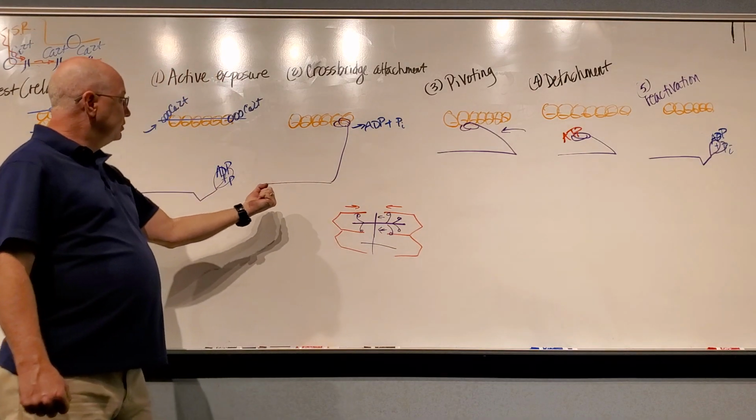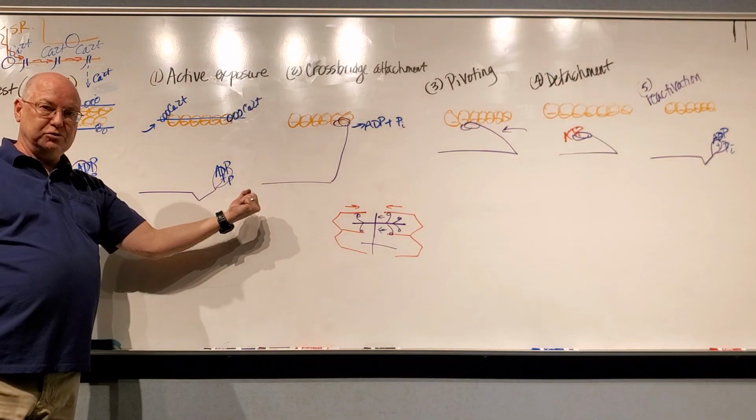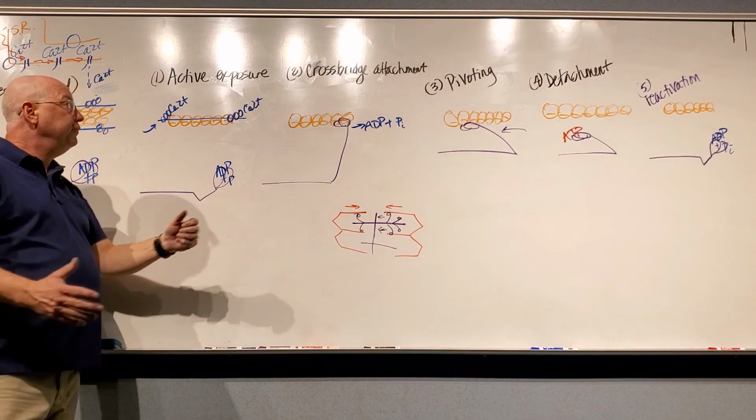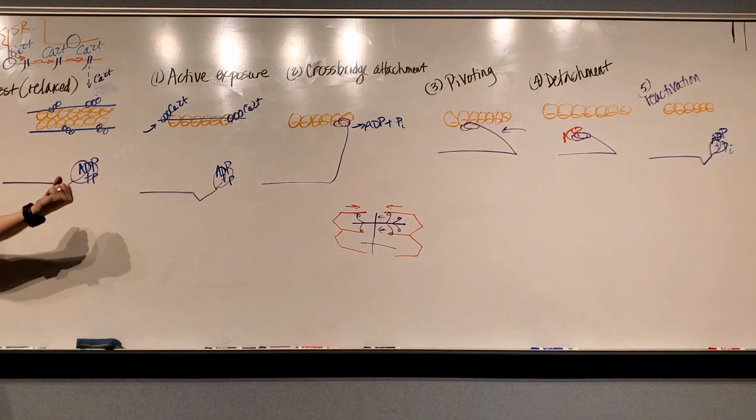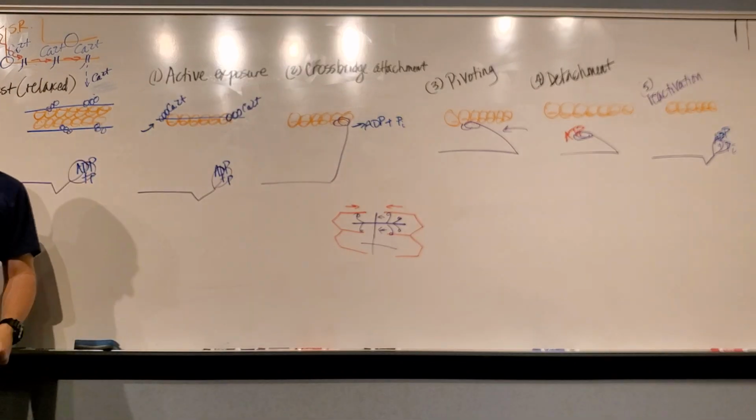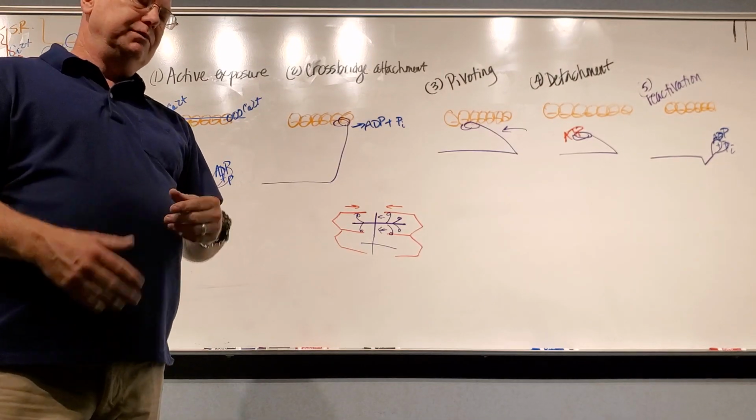And it'll go back to step 1 if the active sites are still exposed, or if we've ended the release of calcium, it will just sit here waiting for the next opportunity for you to contract a muscle. That's how we burn energy in muscle contraction.